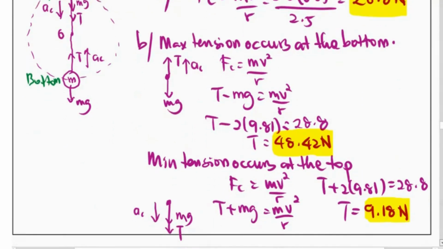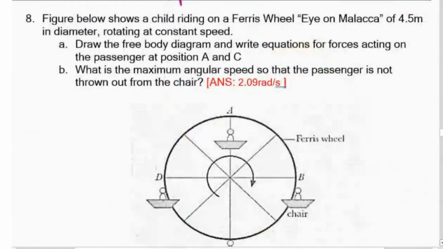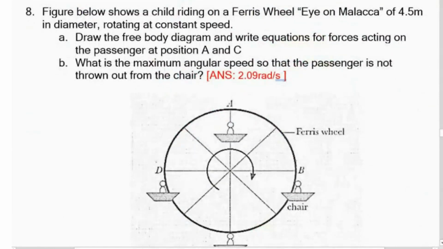And question 8. Figure below shows a child riding on a Ferris wheel. Given the diameter of the Ferris wheel is 4.5 meter, so this is the diameter D, and you can find the radius from the diameter. It is rotating at constant speed. Draw the free body diagram and write equations for forces acting on the passenger at position A and C. Position A is at the top of the wheel and C is at the bottom of the wheel.